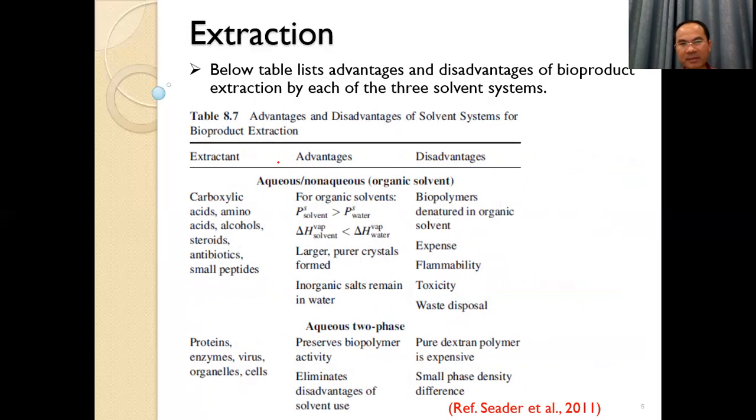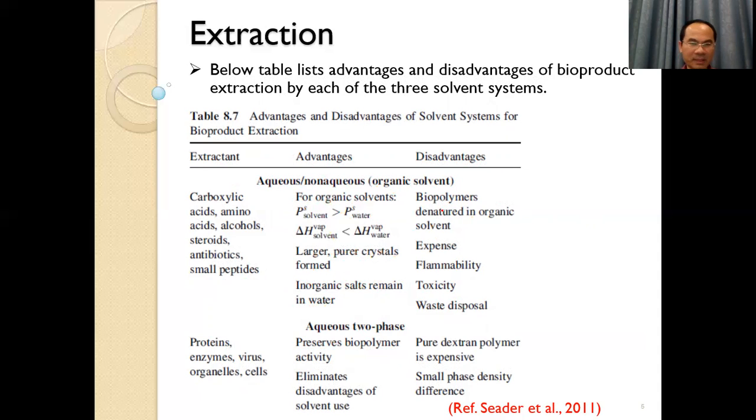This table will show you an example of the advantages and disadvantages of the solvent systems: aqueous, non-aqueous system, aqueous two-phase system, and supercritical fluid extraction. Mostly when we utilize the aqueous, non-aqueous system, we can use organic solvent. The vapor pressure of the solvent is higher than water. The heat of vaporization of the solvent is lower than water. That's right. We get larger, purer crystal forms. And also inorganic salt remains in the water.